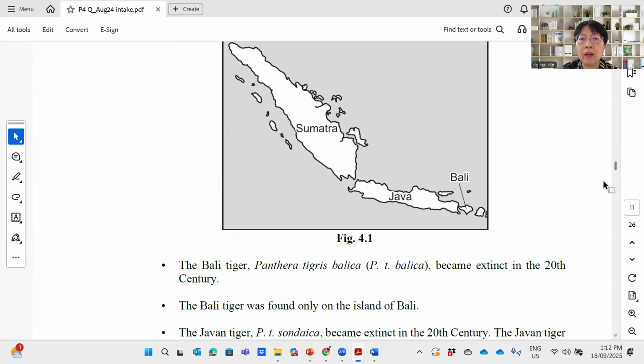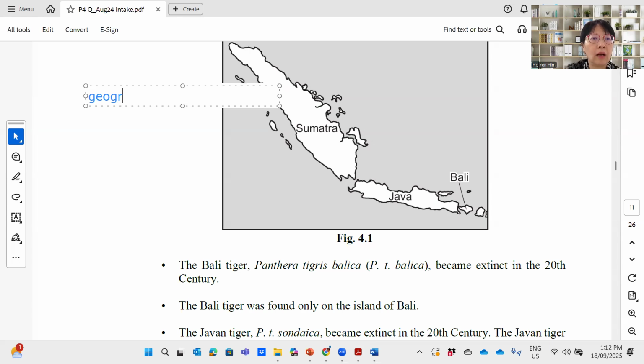Okay, here. So they're separated to three different locations, and then the sea is formed. So it leads to geographical isolation. And then there's no interbreeding among them, so there's no gene flow. Okay, second marking point. Then in the local environment, Sumatra, Java, Bali, they have different selection pressure.